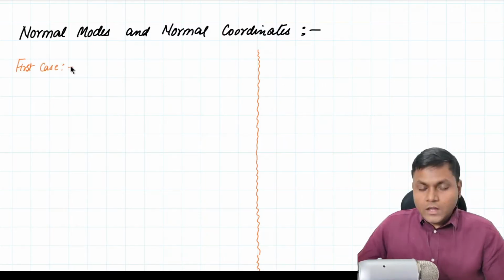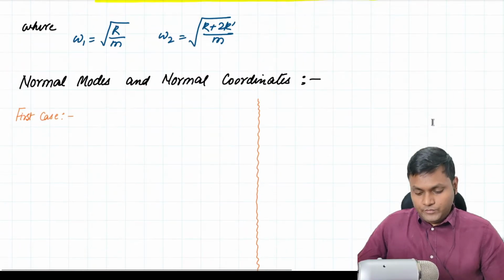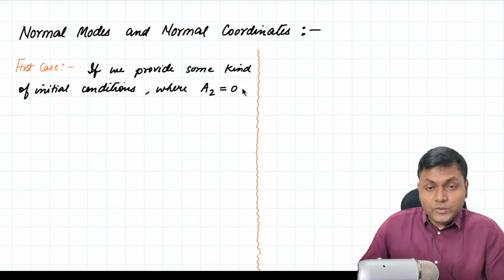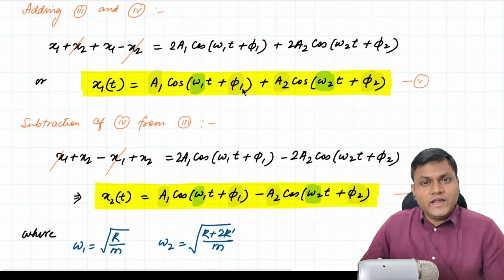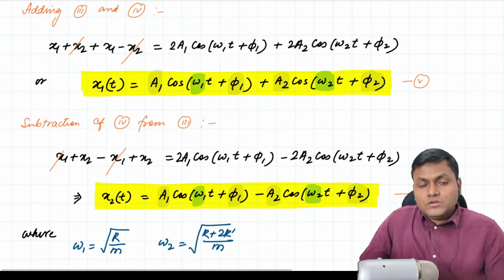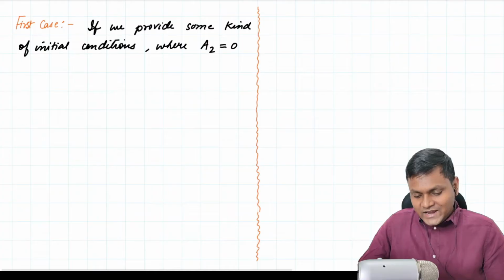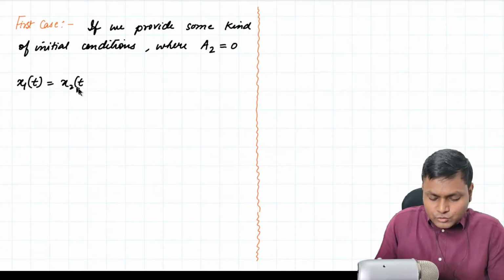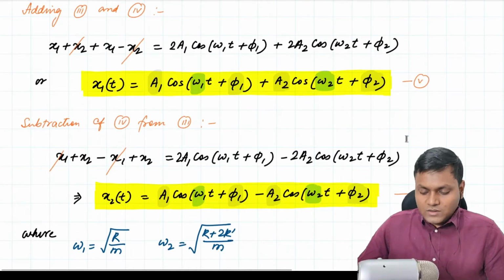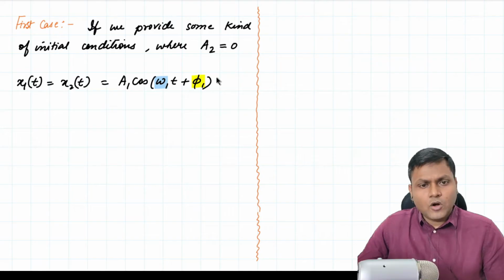So the first case is when we provide some kind of an initial condition such that the constant A2 comes out to be 0. Alright, so if we are able to create a setup where the constant A2 comes out to be 0, in that case, both x1 and x2 are going to oscillate with the same frequency omega 1. So in that situation, both x1 and x2 are going to exhibit a sinusoidal variation with frequency omega 1 and constant phase difference phi 1, as you can see from the equation here. Now, what does this kind of a configuration represent?